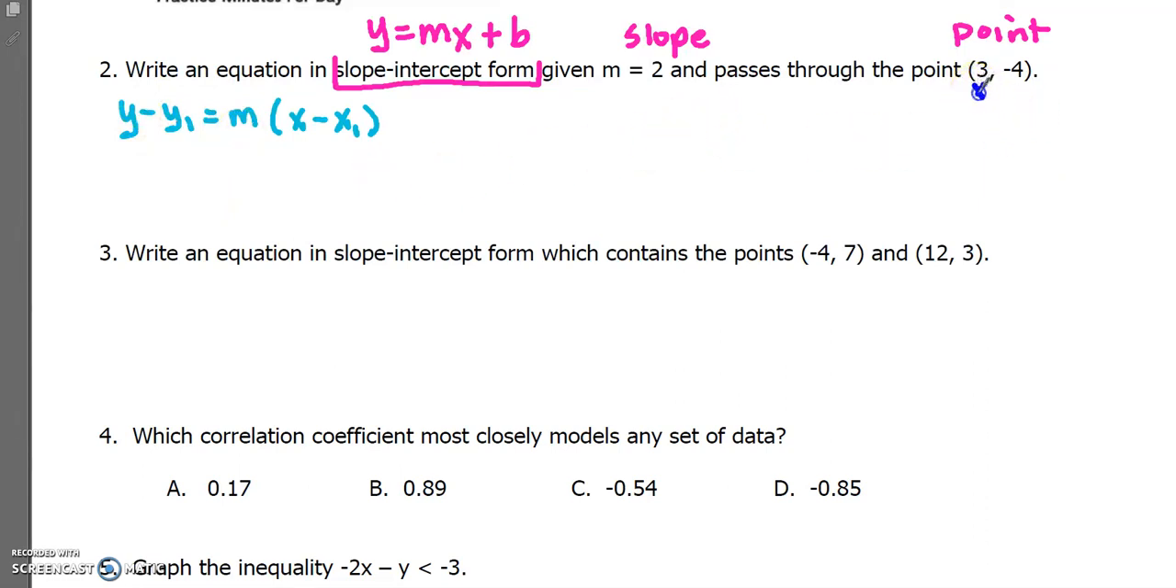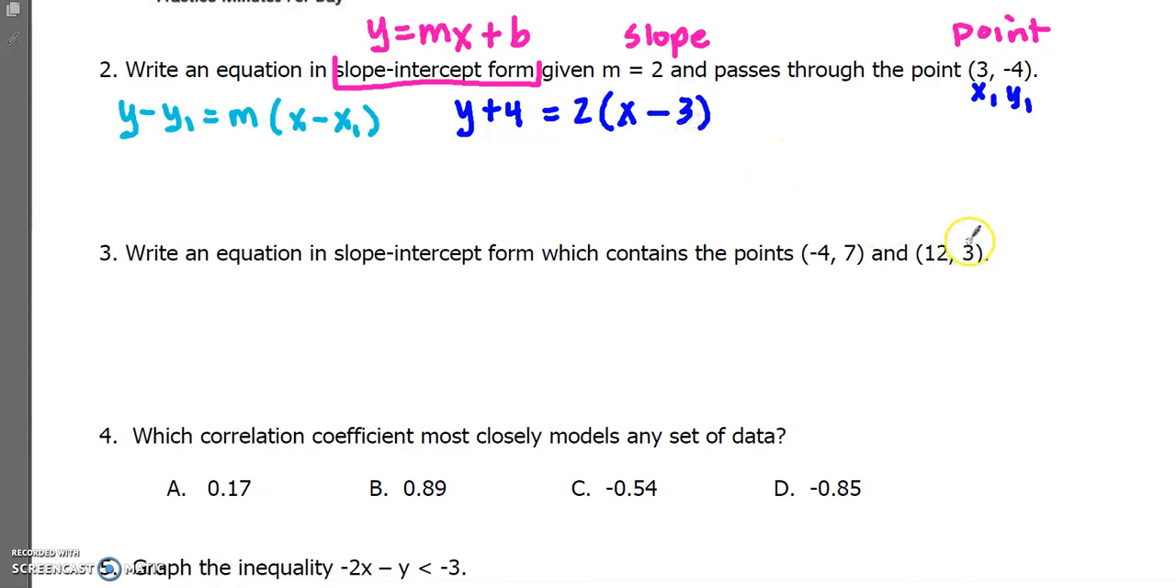So remember, this is an x and this is a y. So the first y stays y minus the y from our point over here, and it's a negative 4. So minus a negative will become plus 4, equals my m, which is my slope, and it's right here. That's a 2. Sorry, not an equal sign. Parentheses, and then x minus my x value of my point, which is 3.